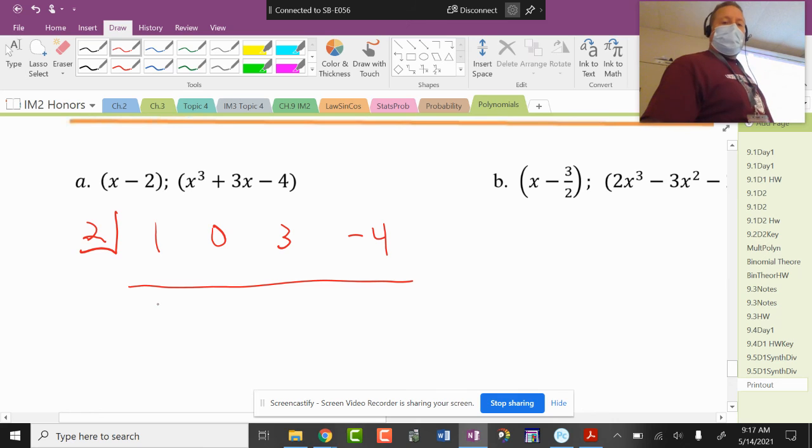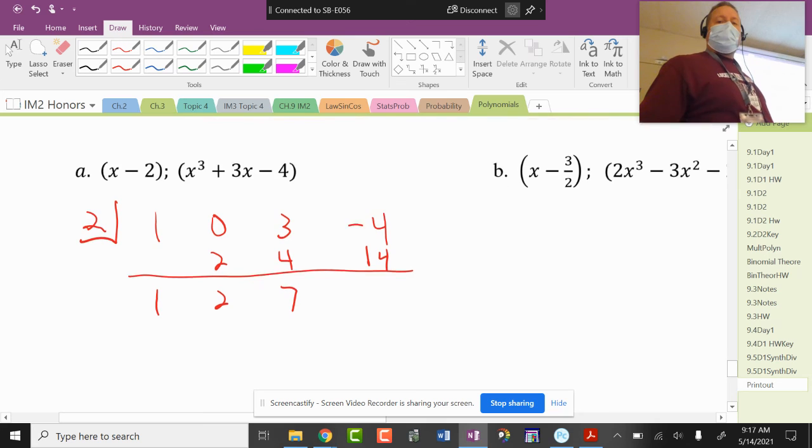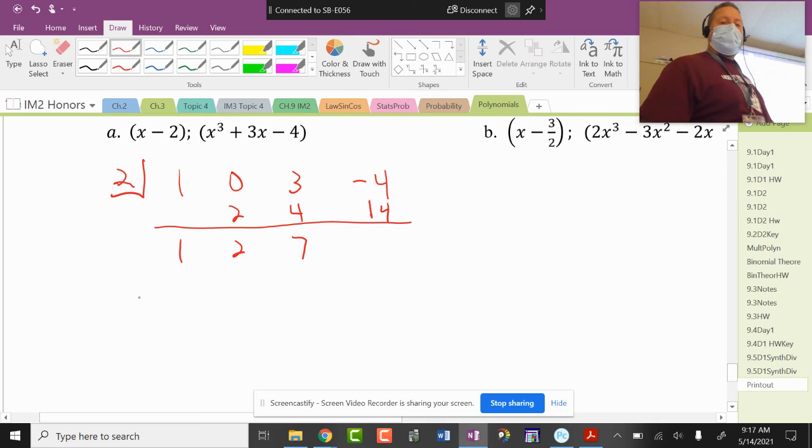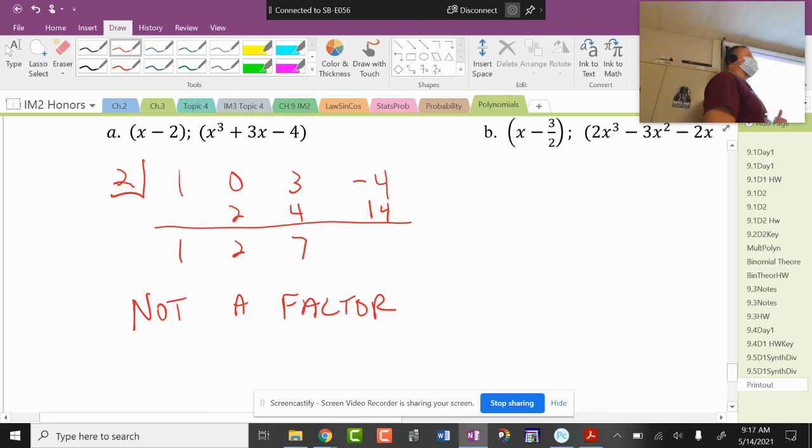All right, so bringing down the 1, 2 times 1 is 2. 2 times 2 is 4. This is going horribly wrong because what's 2 times 7? 14. You don't even have to continue. What do we say? Is it a factor or not? Not a factor. This does not go into that one evenly if this is taking the place of long division, which it is. All right?